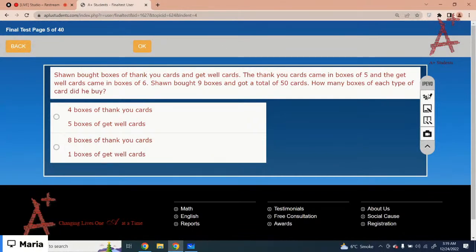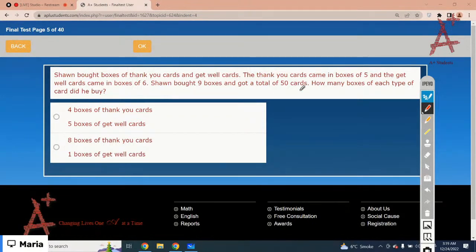Again, you have to form the equations. Okay, so he has 5 boxes of thank you cards, 5 of the thank you cards, and 6 of the get well cards, and the total cards are 50.